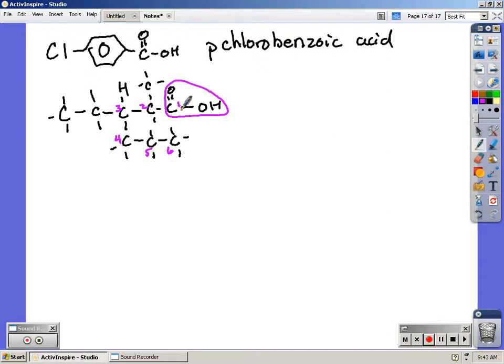So we have a carboxyl group, we also have a methyl group, and we have an ethyl group. So we want to do this alphabetically. So the ethyl group is on the third carbon. On the second carbon we have our methyl group. Hex for the 6 carbons in the chain, and then we want to change the ending to show the carboxylic acid group, so hexanoic acid.